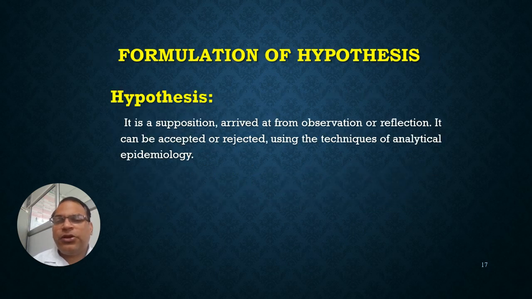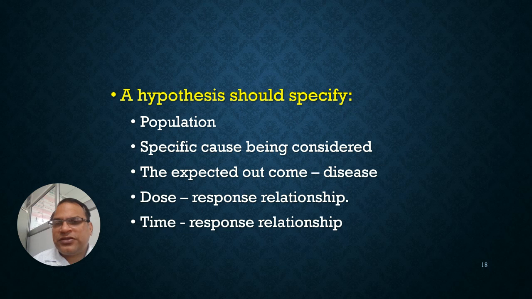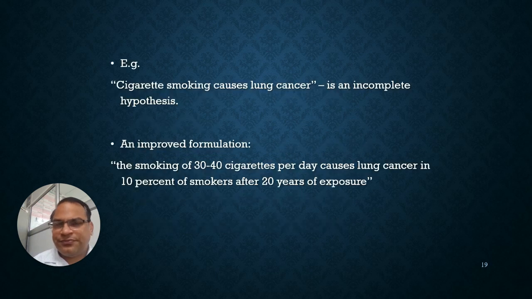Now the last step is formulation of a hypothesis. What is a hypothesis? It is a supposition arrived at from observation or reflection. It can be accepted or rejected using the techniques of analytical epidemiology, which will be covered in later modules. Now, a hypothesis should specify the population, the cause being considered, the expected outcome, the dose response relationship, and the time response relationship, which should be complete.